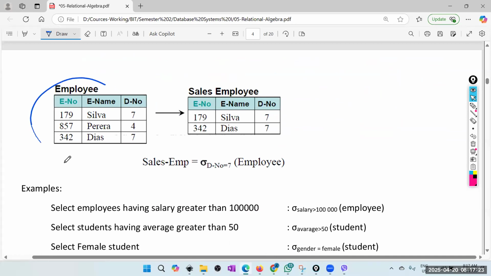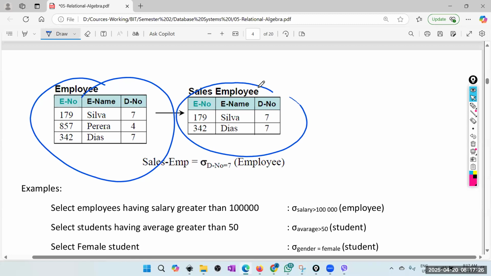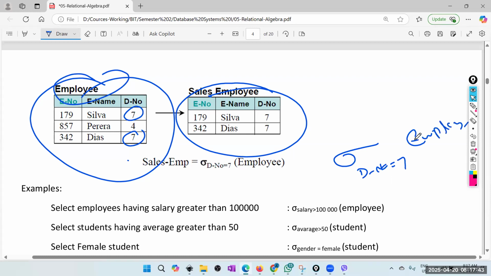From this table, you select only these two records. That means you can see that where the department number is 7. So this is how you write it: Sigma, where D number is 7, from employee. From employee, select based on this condition, department number is 7. So when you select, what you get is only these two records. So you don't have 3 records now. The result of this operation is these 2 records, but we get all the fields, only for these 2 records. So that is called selection.